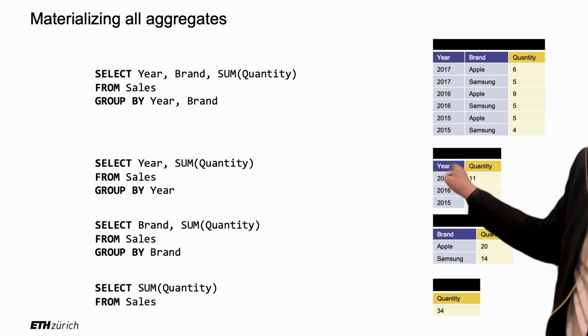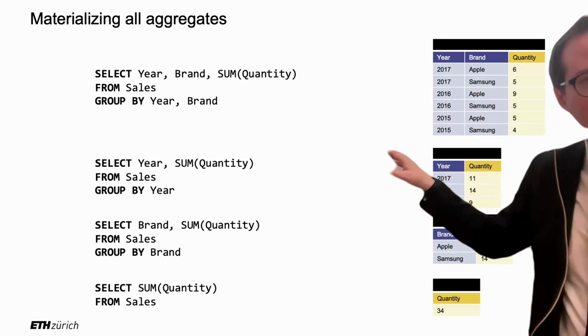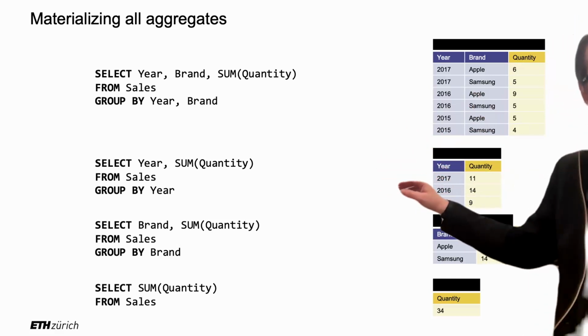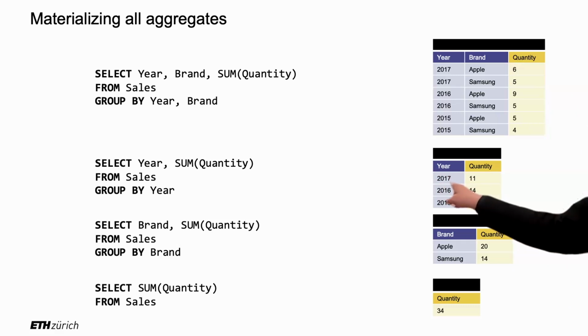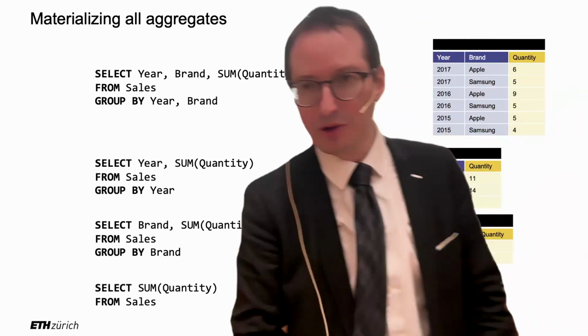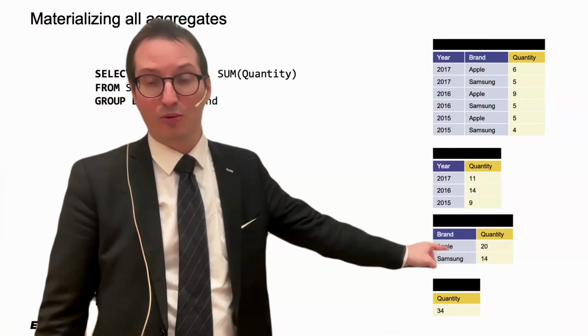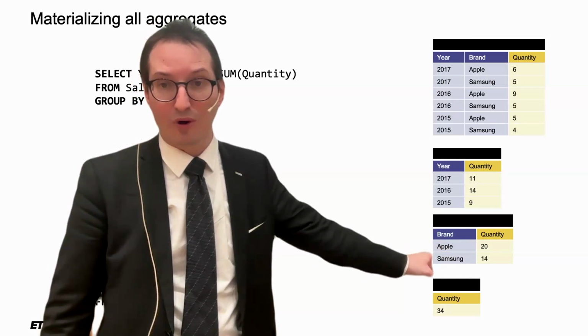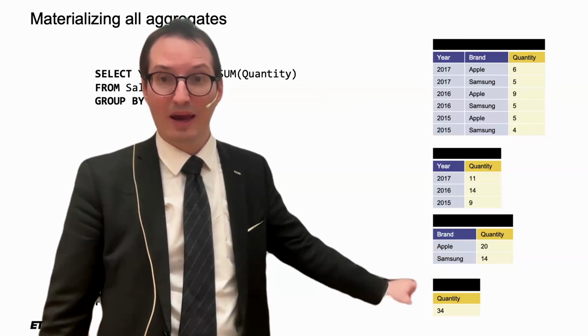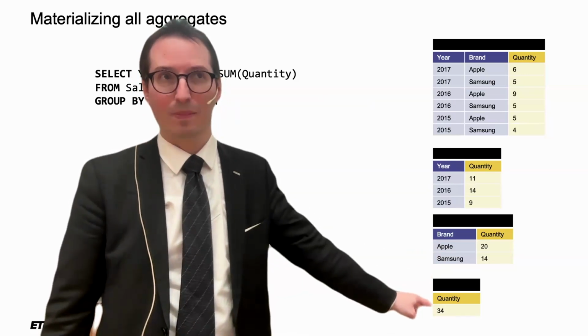Now, what if years are basically on the columns and brand is on the row? Then that would be the numbers at the bottom, the subtotals for every year, the subtotals summed over the brands. This would be the subtotals on the right. If I aggregate across years, I have a subtotal for Apple and a subtotal for Samsung, and this here is the grand total, right?